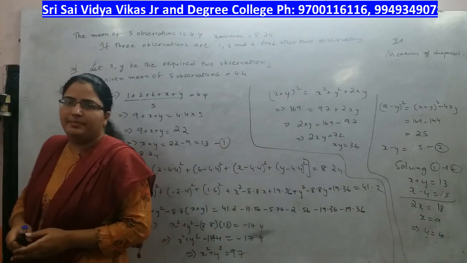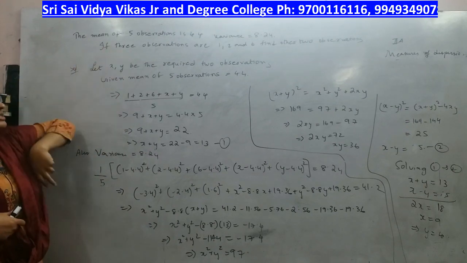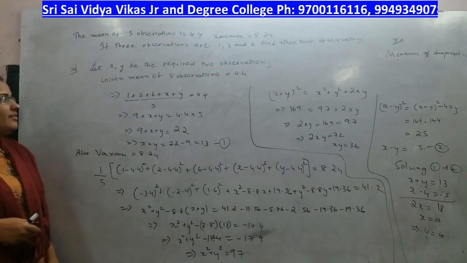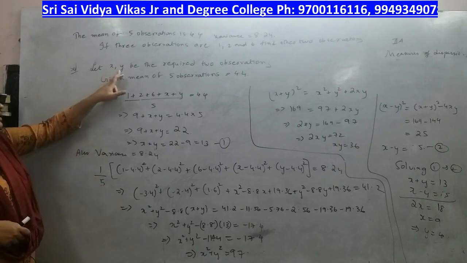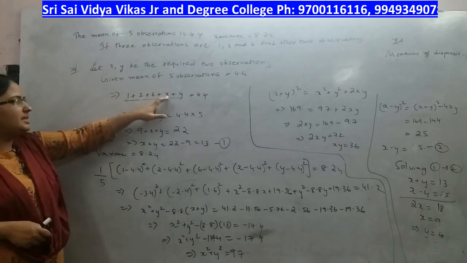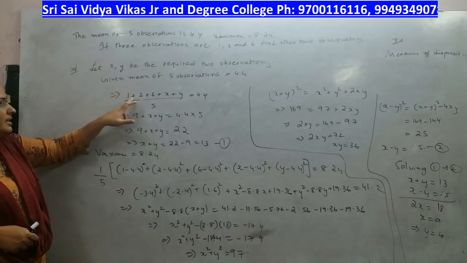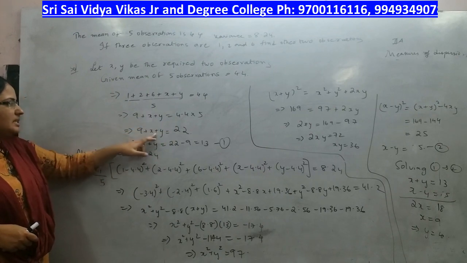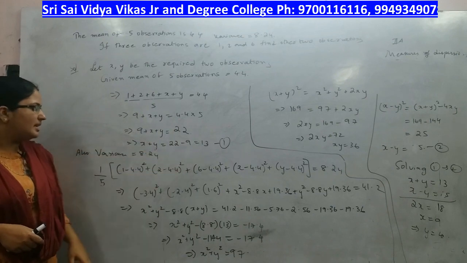Here in this problem, you are given mean of 5 observations is 4.4, variance is 8.24. If 3 observations are 1, 2, 6, find the other 2 observations. Let x, y be the required observations. Then mean is 1 plus 2 plus 6 plus x plus y by 5 is equal to 4.4. 6 plus 1, 7, 8, 9. 9 plus x plus y is equal to 4.4 into 5. 9 plus x plus y is equal to 22. X plus y is equal to 22 minus 9, that is 13.